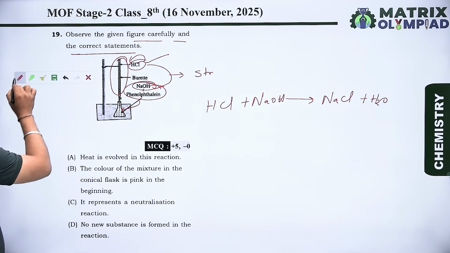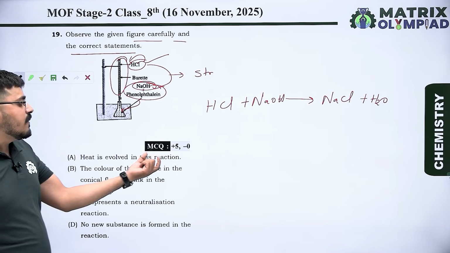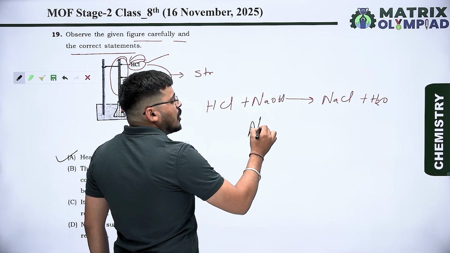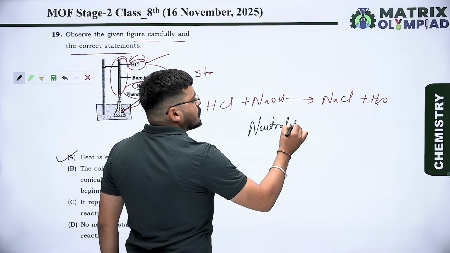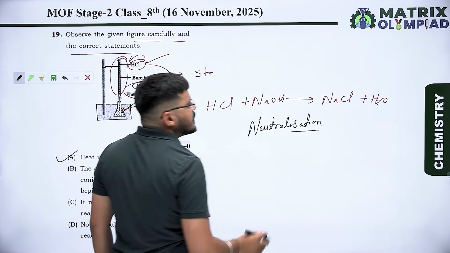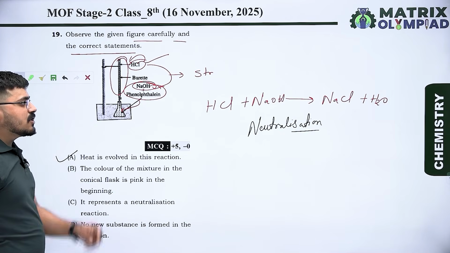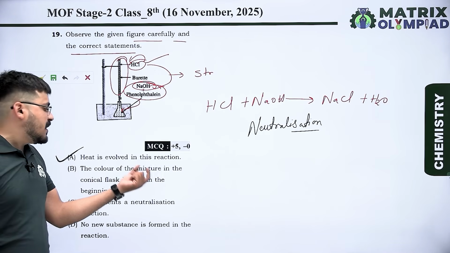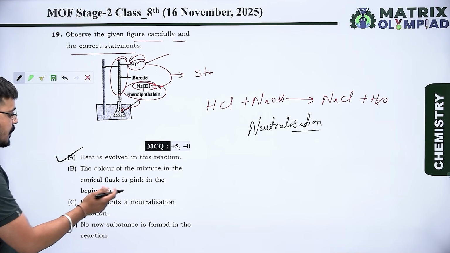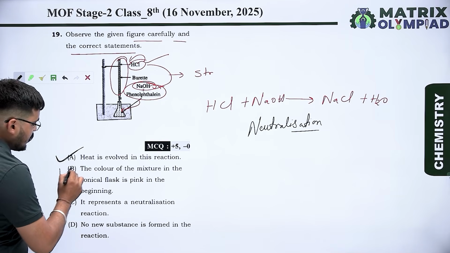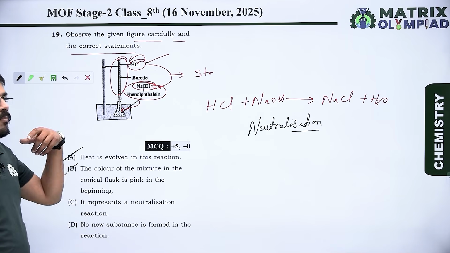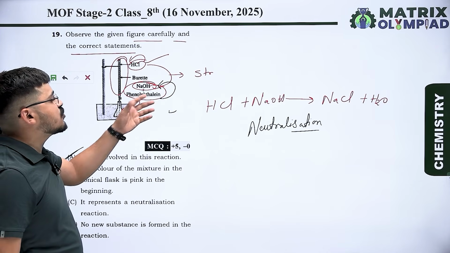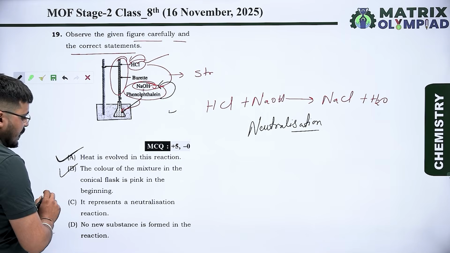Let's check the options. Option number A, heat is evolved in this reaction. Yes, 100%. This is the neutralization reaction. So in the neutralization reaction, heat is evolved. This is true. Option number B, the color of the mixture in the conical flask is pink in the beginning. Yes, 100%. This is also true. In the beginning, the conical flask contains pink color because phenolphthalein is added in NaOH, which is a base, and phenolphthalein changes to pink color. Yes, option number B is also correct.